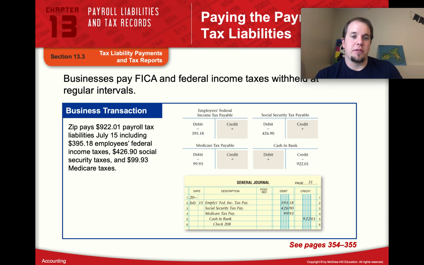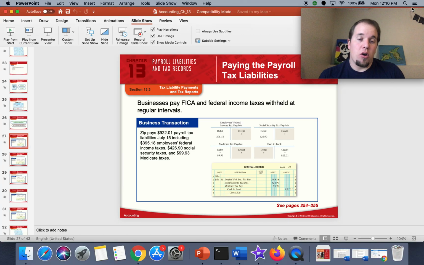So let's look at a few scenarios. Businesses pay FICA and federal income tax at regular intervals, meaning intervals is more of a routine of when they pay it. In this scenario here, it has Zip Corporation paying $922.01 on July 15th, and then it breaks it down. What is that dollar amount coming from? Well, it's coming from Social Security, federal income tax, and Medicare. And if you also notice in the general journal, it has the money finally coming out of cash and bank. So up to this time, until this is paid in the month or every other month or quarterly, this will determine what happens.